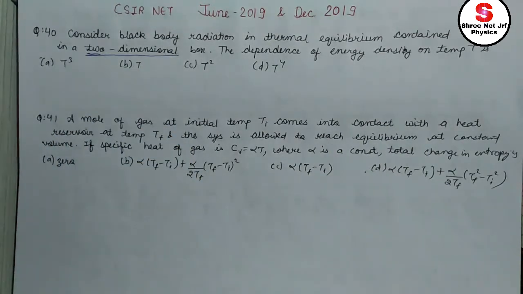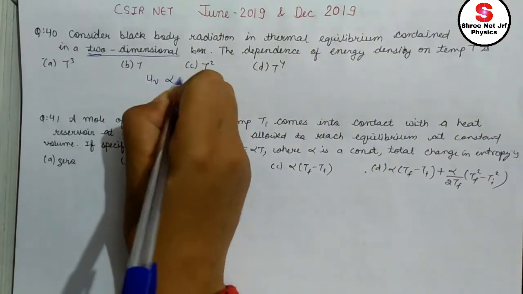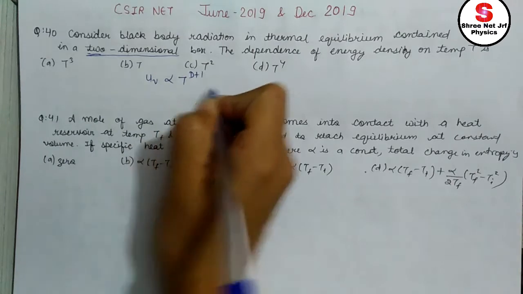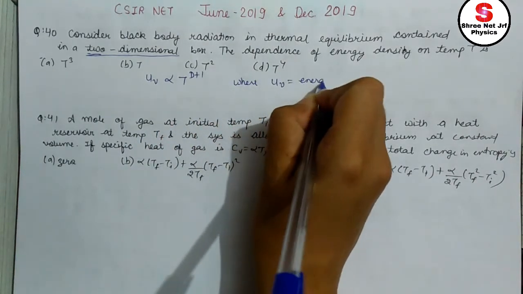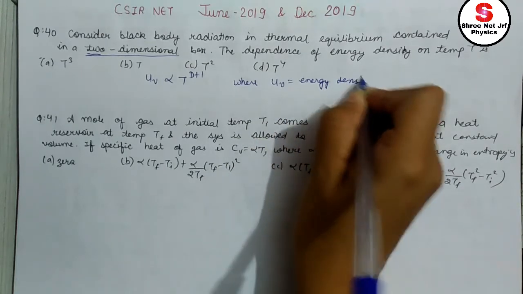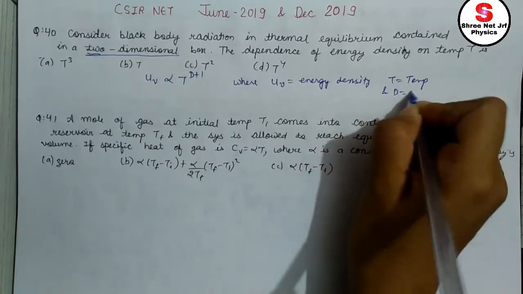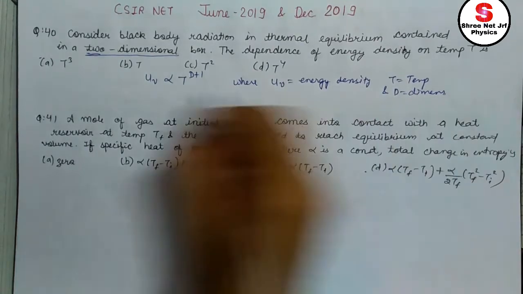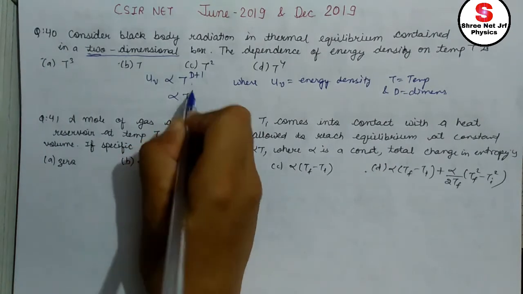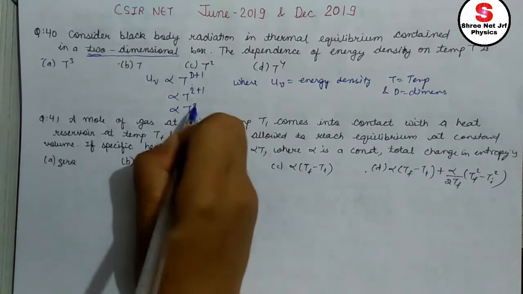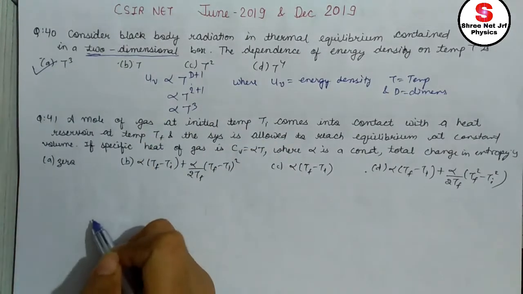We have the general formula: energy density U nu is proportional to T to the power D plus 1, where U nu is energy density, T is temperature and D is dimension, right? So here it is two-dimensional, that means D equals 2, T to the power 2 plus 1, proportional to T cube. Okay, so here the answer is A, T cube.